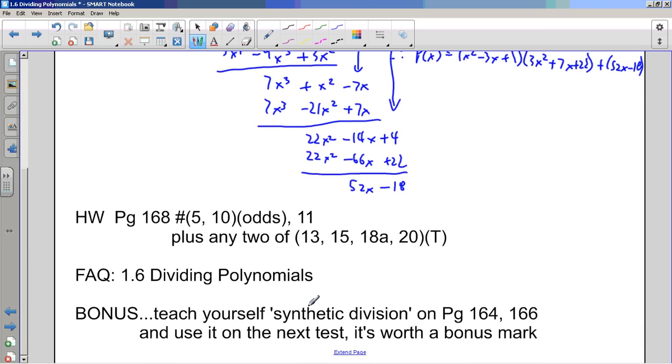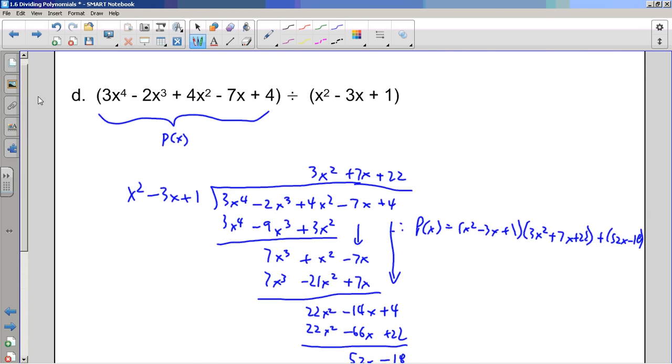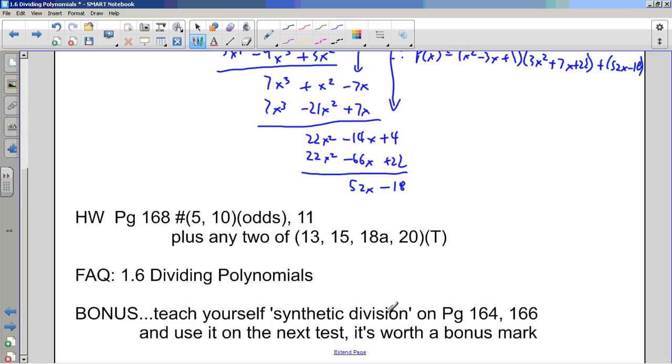The book actually has a different way of doing this. It's called synthetic division, and it's on page 164 and 166. Technically, it's a faster way, but it doesn't always work. For instance, you couldn't use synthetic division on this last question here. But if you teach yourself that and use it on the test, you'll save yourself a little bit of time, and I'll give you a bonus mark for it. So this I'm not teaching in class or in videos. You'll teach yourself if you like, and if you want to do that, show it on the test, and you'll get a bonus mark for it.